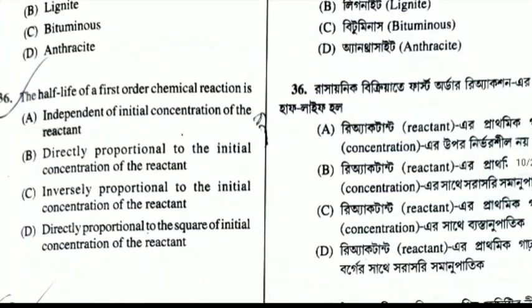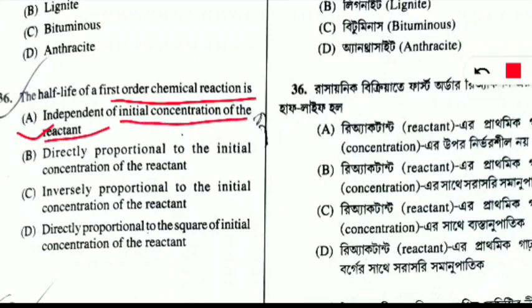Next question is from chemical kinetics, environmental chemistry, thermodynamics. The half-life of a first order chemical reaction is what? Is it directly proportional or inversely proportional to the initial concentration of the reactant? Here it is based on the concept. You should know that it is independent of the initial concentration of the reactant. For any first order chemical reaction, the half-life period is independent of the initial concentration of the reactant. Even if you don't know what initial concentration or first order is, just remember this thing, it will be helpful.